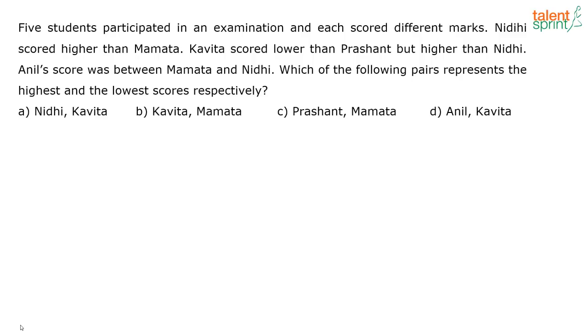Next one. 5 students participated in an examination and each scored different marks. Nidhi scored higher than Mamata. Kavita scored lower than Prashant but higher than Nidhi. Anil's score was between Mamata and Nidhi. Which of the following pairs represents the highest and the lowest score respectively? Anil, this the previous question that we solved, that's very common in SSC examinations.